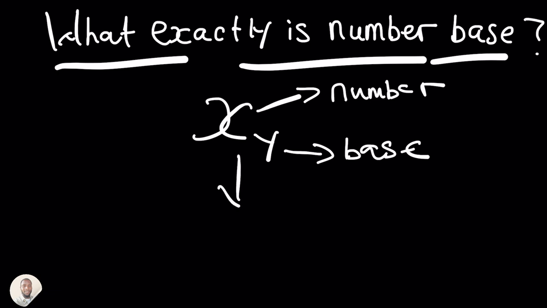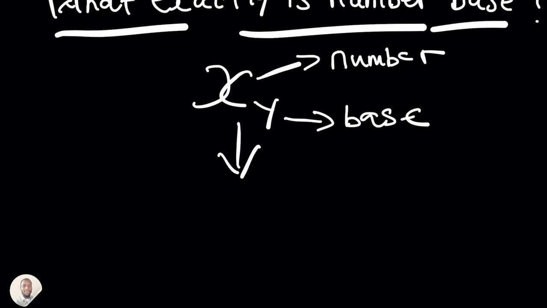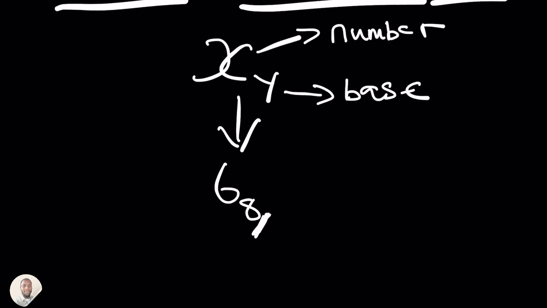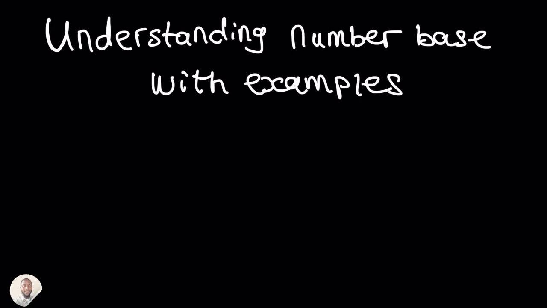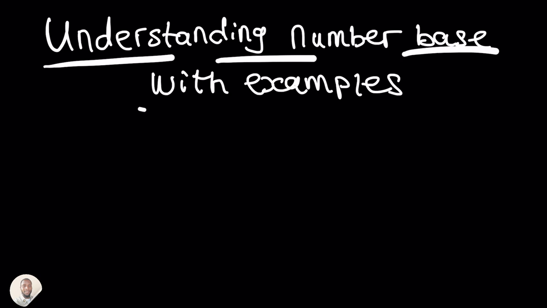Take for example, let's say 6 base 8. This number base system is telling us that we have to use 8 digits. Once we have gotten to the 8th digit, we carry over to the next place value. Just like in our normal decimal system, base 10, after 9 comes what? Comes 10.